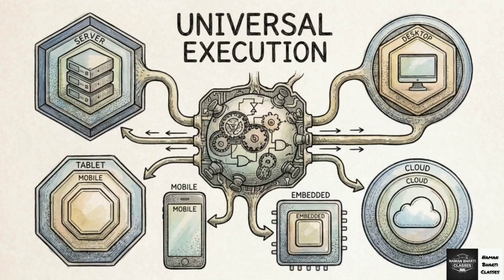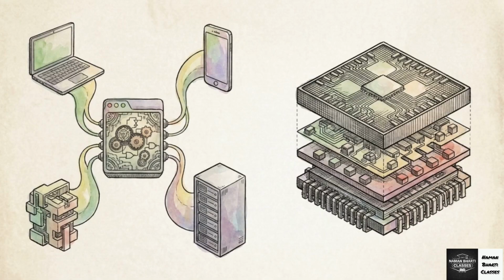Java sidesteps this hardware lock-in through a design principle called write once, run anywhere. The language was intentionally designed so that environmental portability takes priority over raw, direct-to-metal computational speed.